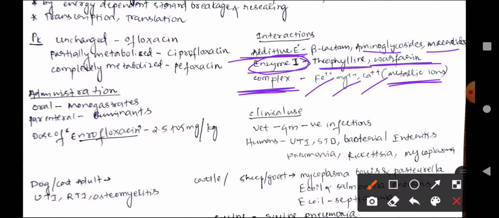And now let us come to their administration. In monogastric animals, they are administered via the oral route, and the parenteral route is preferred in ruminants. The dose for enrofloxacin ranges between 2.5 to 5 mg per kg body weight. Now let us come to their clinical uses.